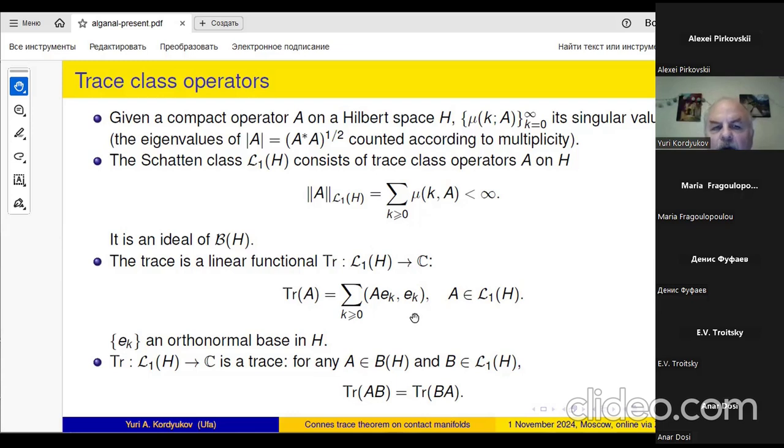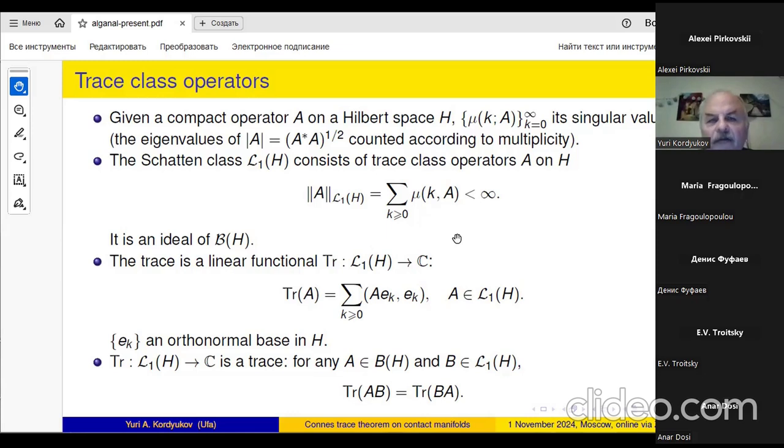And the important point of this functional is a trace property, which is given by this formula. And this is very convenient in many cases. So, okay, everybody I think knows this, and this is just to start with. But let me recall now what happens in geometric cases.